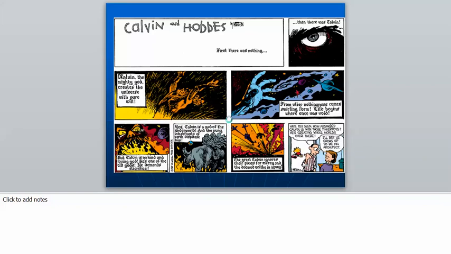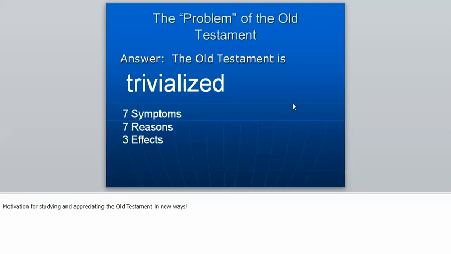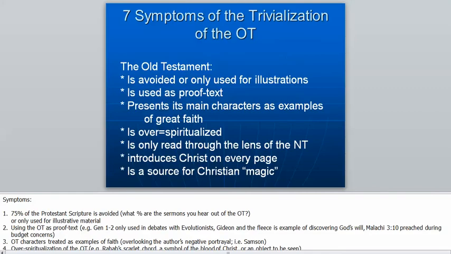We'll leave him and keep those books closed, and we won't read those because that's just old and archaic and out of date. You've heard this before. I know you have. Well, the basic problem is really that the Old Testament is trivialized. So I'm going to talk briefly here, and I'll let you read these on your own largely, but 7 symptoms, 7 reasons, and 3 effects. So, I'll let you look at this a little more yourself.